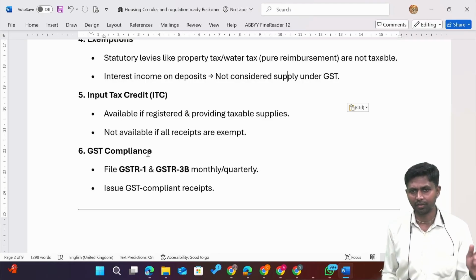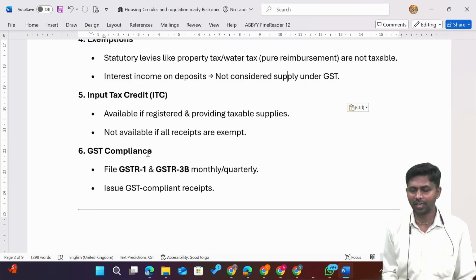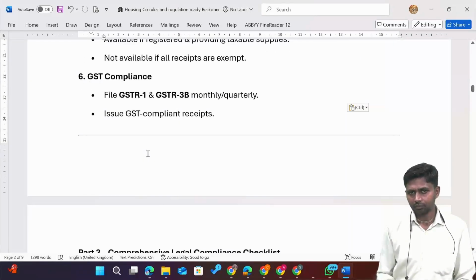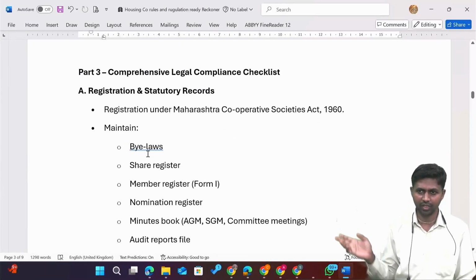Which returns? GSTR, not ITR, that is income tax. GSTR 1 and GSTR 3B. Okay, then other than this, any other legal provisions? Yes, we have a checklist for all other legal provisions.